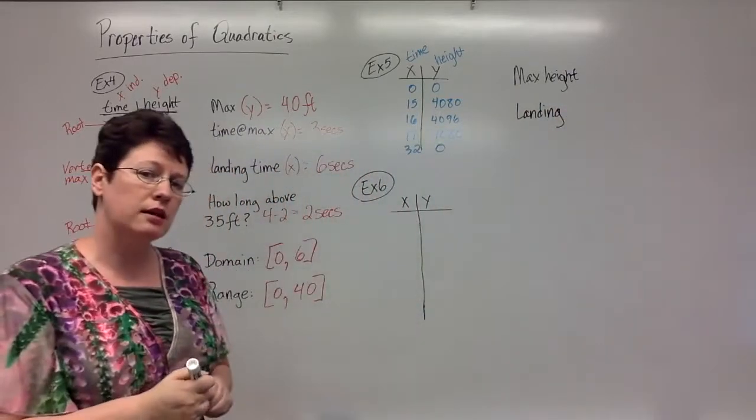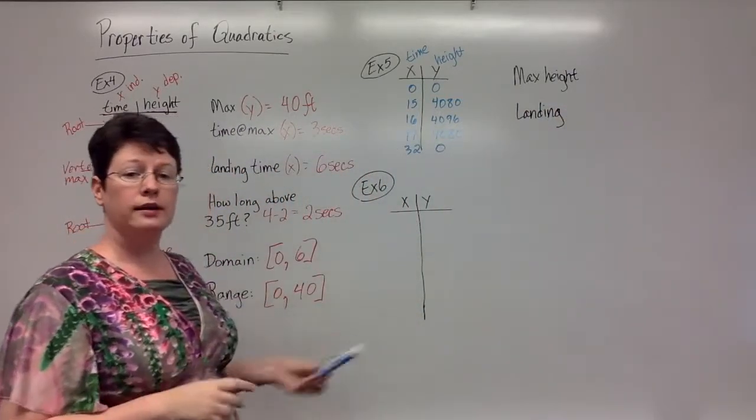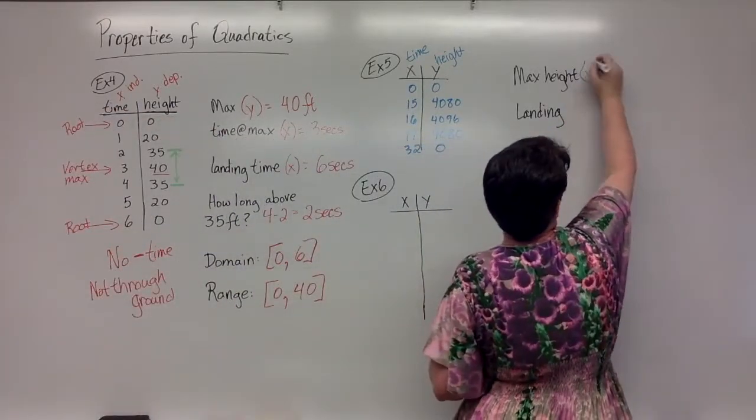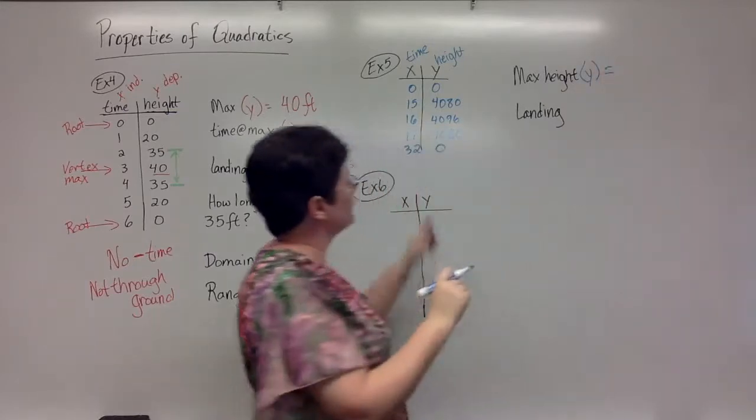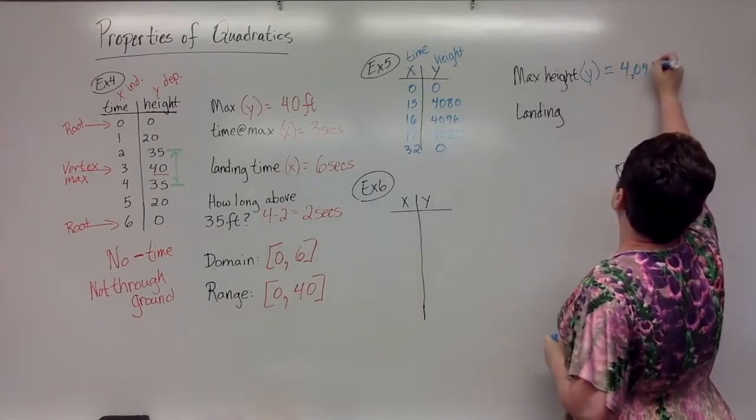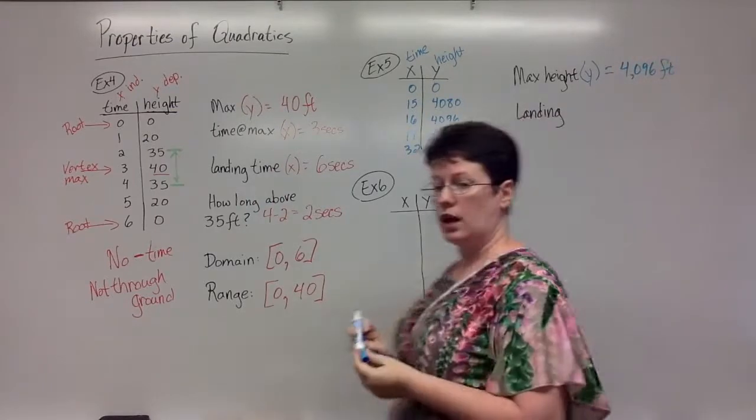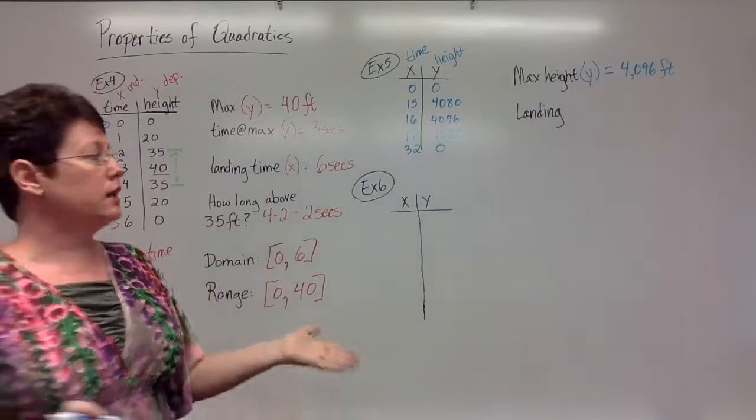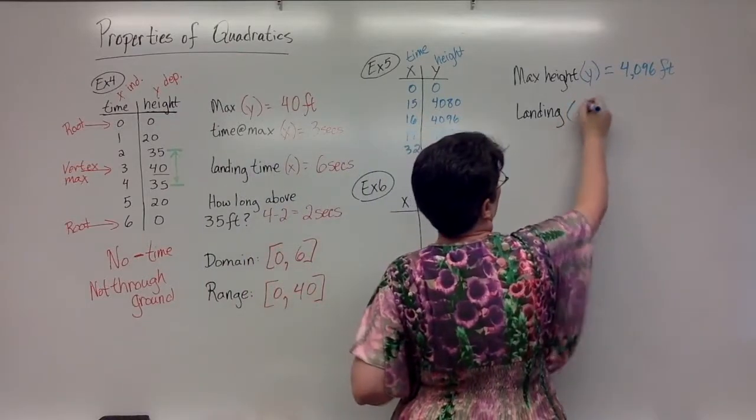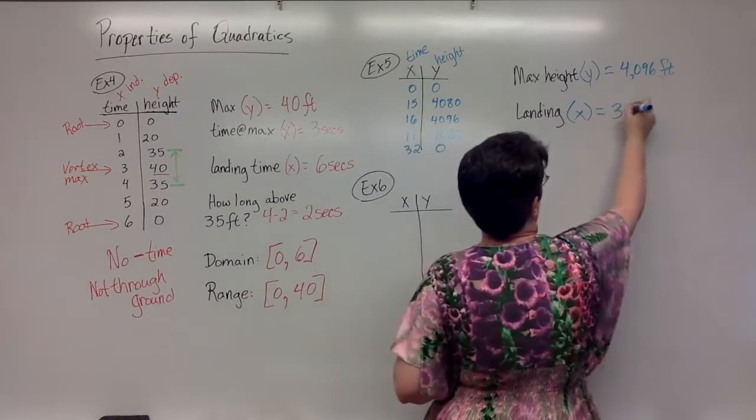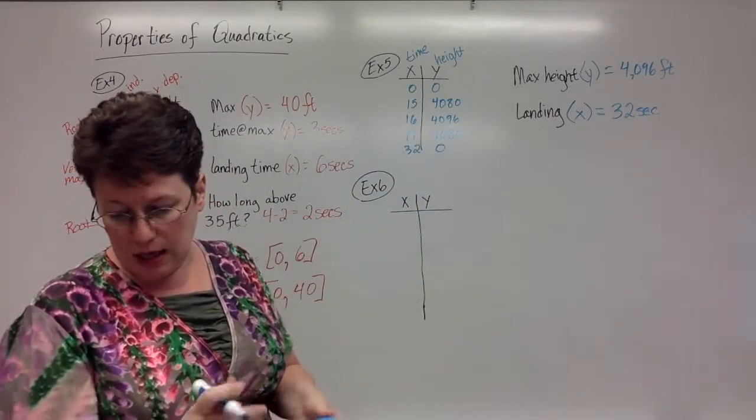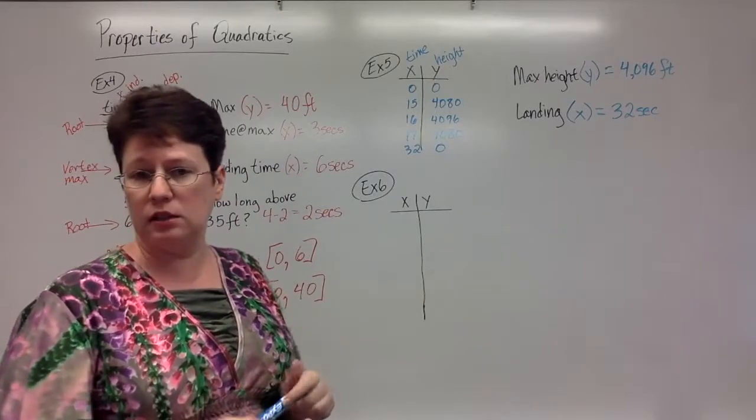Okay, so is the max height going to be x or y? Max height is y, okay? So I'm looking at my highest y value. What is my highest y value? 4096. And that's feet, okay? Now landing. When does it land? When it hits the 0 again. Landing is the x value, and that's going to be 32 seconds because they said time was measured in seconds. Okay, how many seconds until it lands?